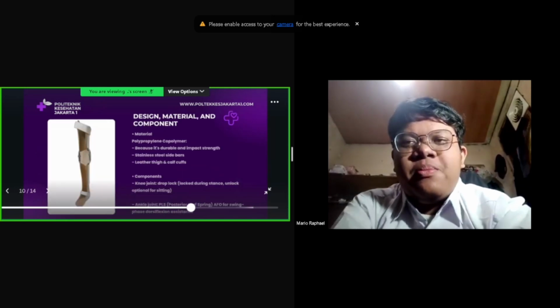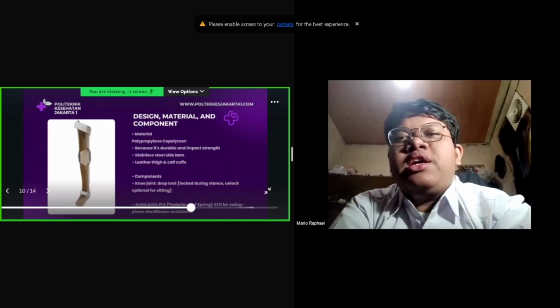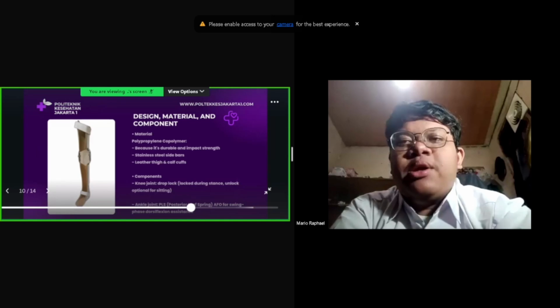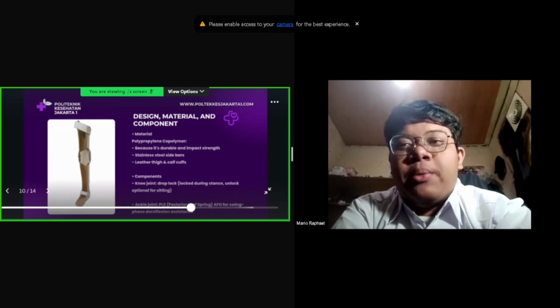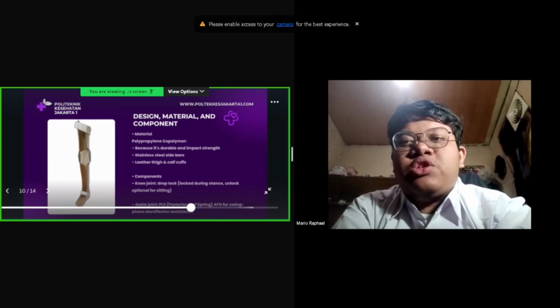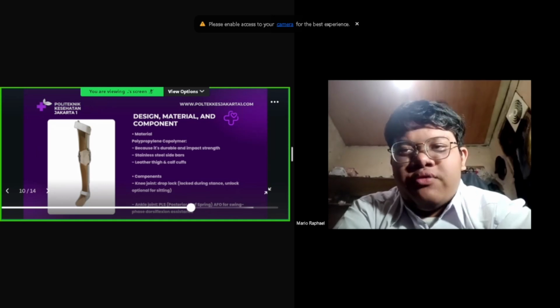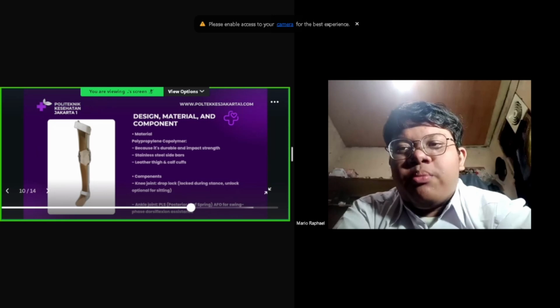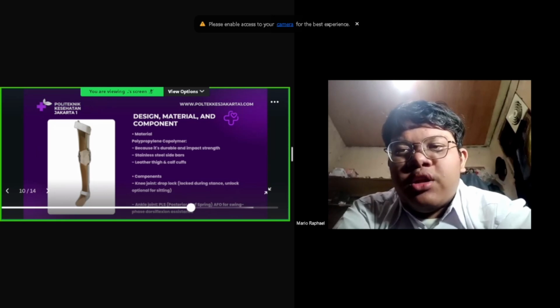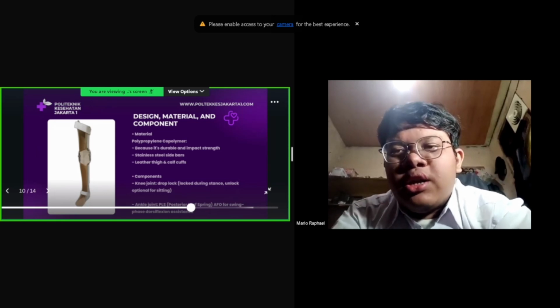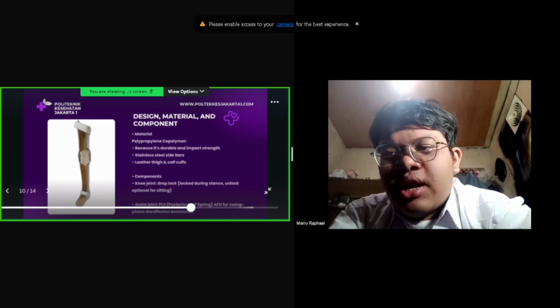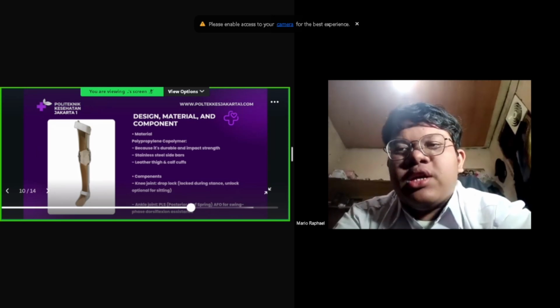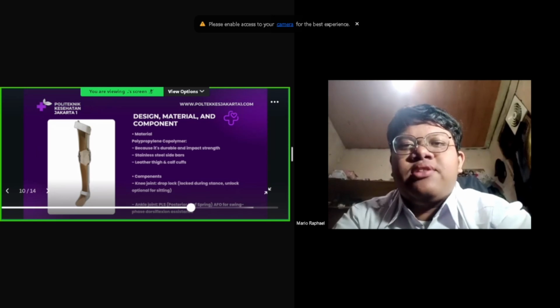Next, for design material and component, the material we use is polypropylene copolymer because it is durable and has impact strength. Stainless steel sidebars and later tag and half cuffs. For the component, the knee joint is locked during stance and unlocked optionally for sitting. The ankle joint is PLS AFO for swing phase dorsiflexion assistance. Next.